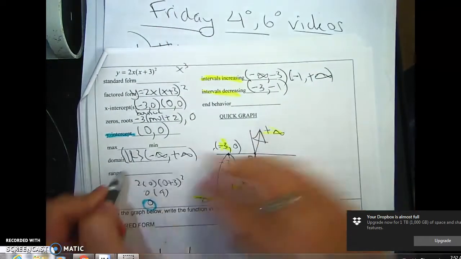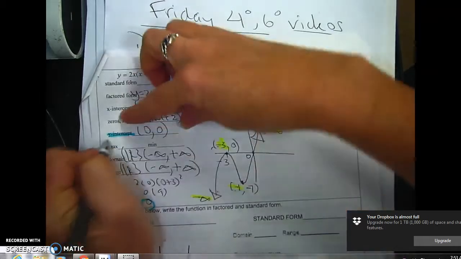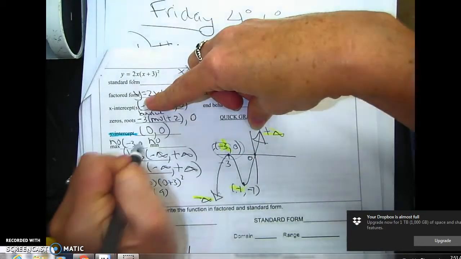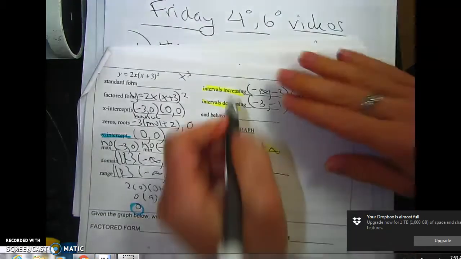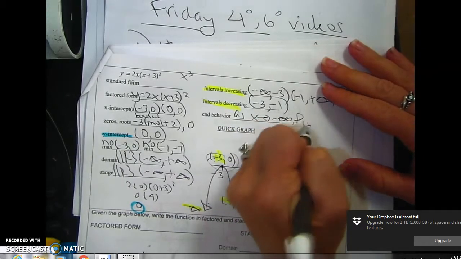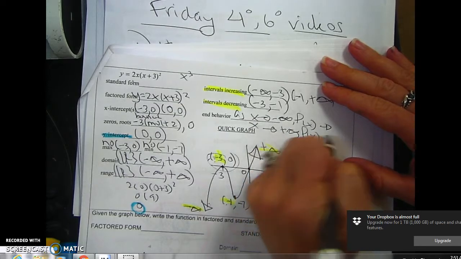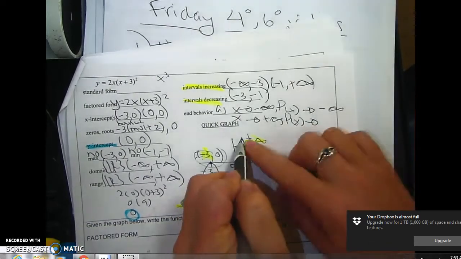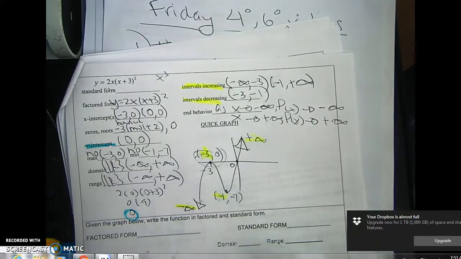Okay? Domain, left, right, up, down. There's no min and there's no max, but there's a relative max. So relatively speaking, that's the highest point. Relatively speaking, that's the lowest point. End behavior: as x approaches negative infinity, f of x approaches; as x approaches positive infinity, f of x approaches. On the negative side, it's going down, and on the positive side, it's going up. This one went a little bit more quickly because it wasn't as high of a power.